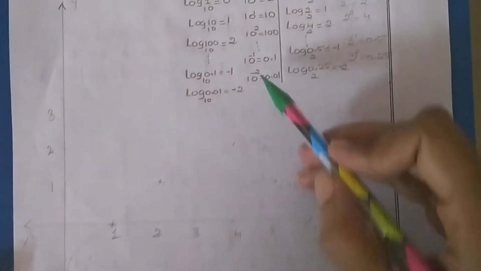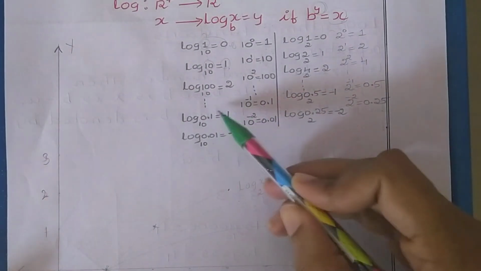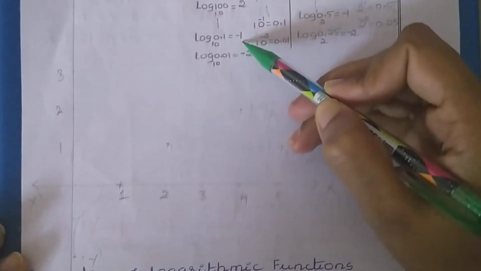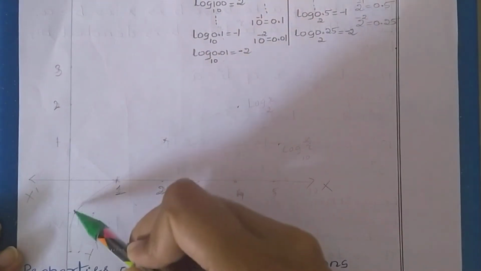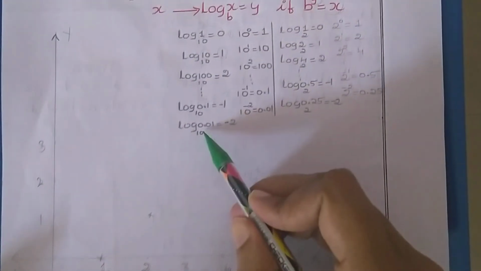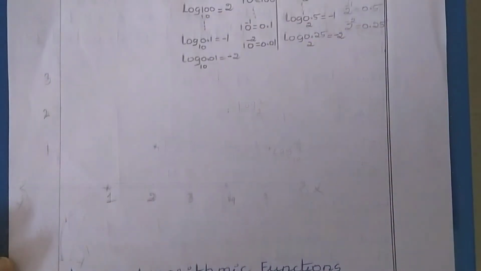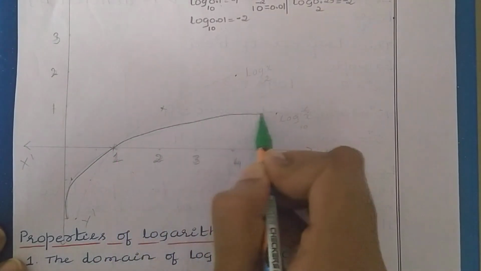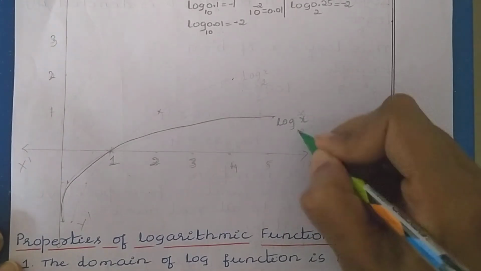Similarly, next we have 10 to the power minus 1 is equal to 0.1. So this is x, this is y. So 0.1 and minus 1. These 2 points we have to consider. So for 0.1 we have to consider minus 1. Similarly, you can see for 0.01 you have to consider minus 2. So you can mark the points in this way. Now if I connect all these points, then you get a graph in this way. This is the graph for log x base 10.